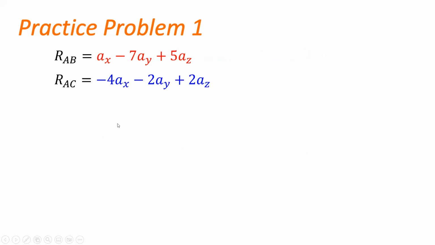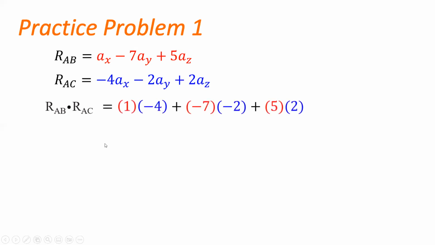So, i-rewrite natin yan para makuha natin yung dot product ng vector AB and vector AC. So, substitute all the values. Yung red natin dito, those are the coordinates of or the vector components of vector AB, while yung blue ay vector components ng ating vector AC. So, 1 multiplied by -4 plus -7 multiplied by -2 plus 5 times 2, and we will get 20. So, this is also scalar.